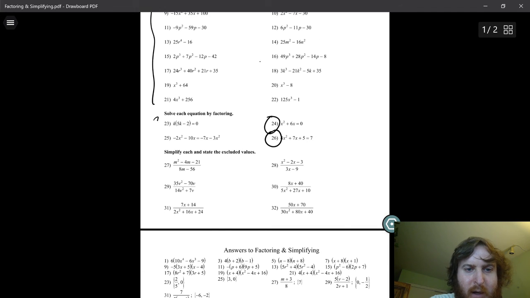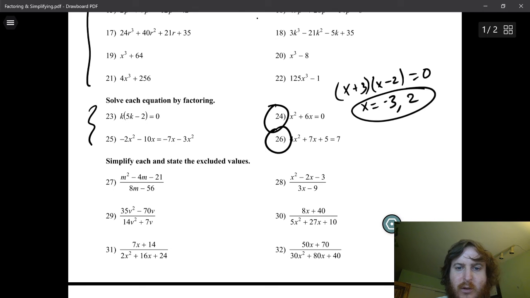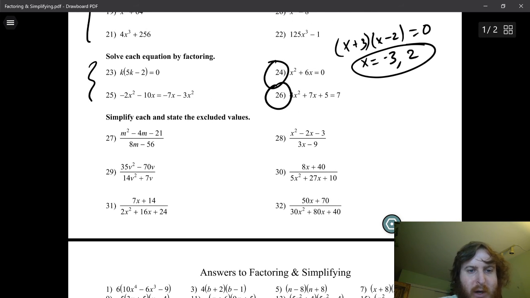Then down here, solving. I didn't really do any examples on solving, but I kind of showed it at the beginning. It's just that last step. Once we have something like, say, x plus 3 and x minus 2 equal to 0, then we'll just get x equals negative 3 and 2. So we're just doing that last step of finding the roots. And then the bottom ones, again, I didn't show an example of this, but I think we can figure it out: we're going to simplify each one of these. So we have to factor out the top and the bottom.